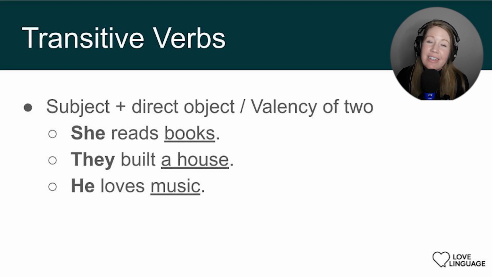Transitive verbs, on the other hand, need two arguments, a subject and a direct object. I've made the subjects bold in my examples, just like before on the previous screen, and I've underlined the direct objects this time so you can see the different placements. If you're not familiar with what a direct object is, the direct object is the entity receiving the action. So in my examples, she reads books. Books is the direct object and she is the subject. We also have other examples. They built a house. He loves music. So in each of these sentences, the direct object completes the meaning of the verb. Without it, the sentence would feel unfinished.